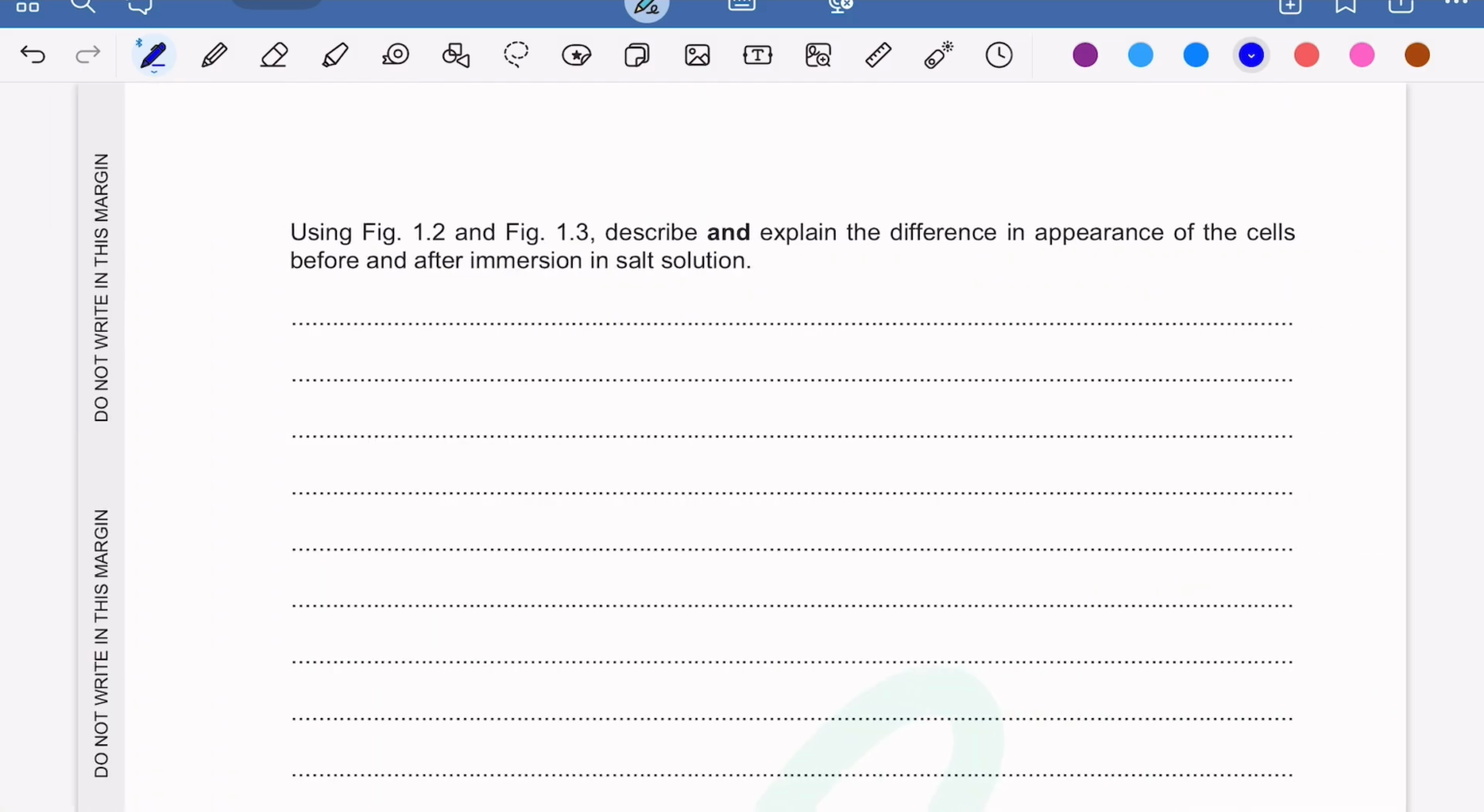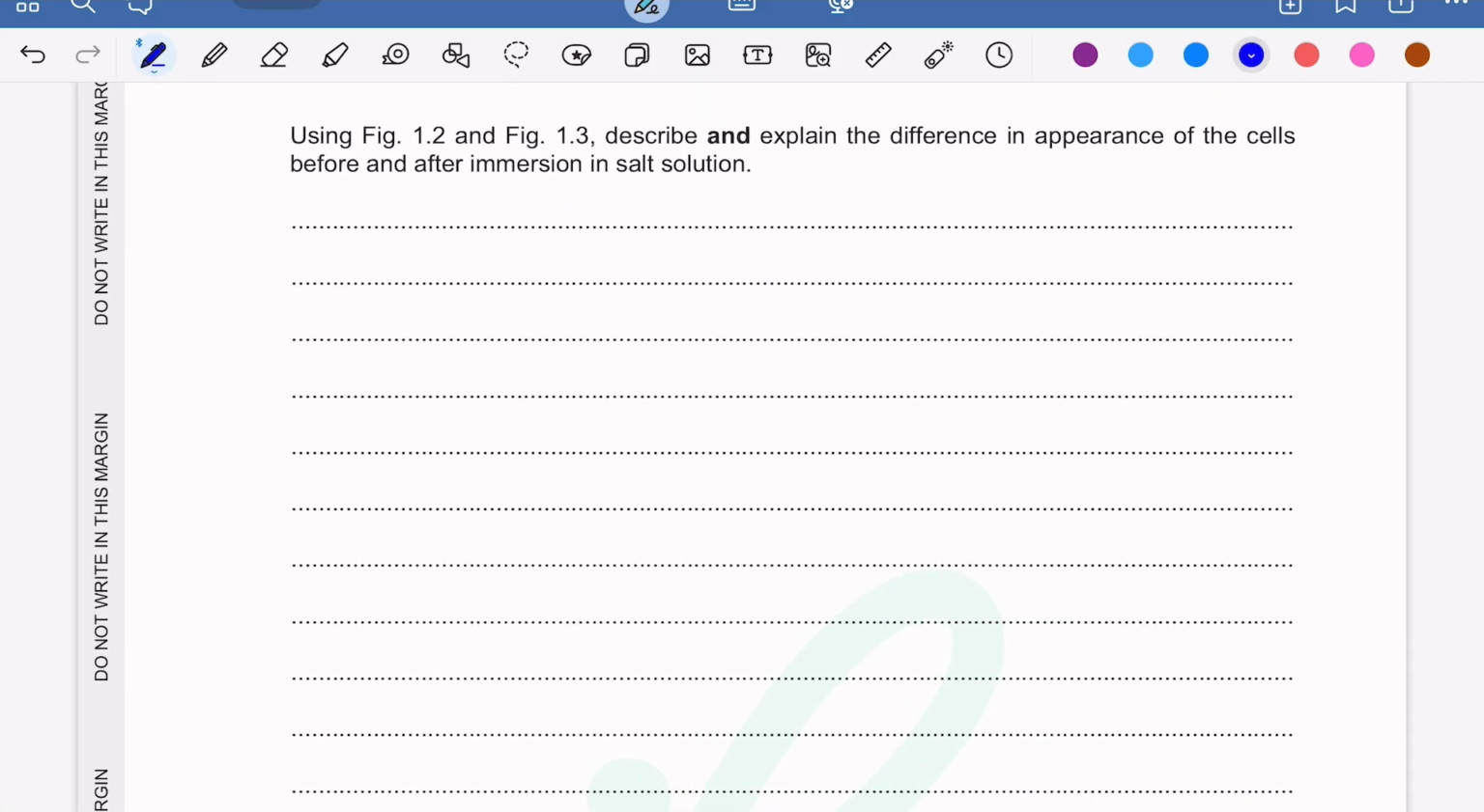Let us see the question. Using figure 1.2 and 1.3, describe and explain the difference in the appearance of the cells before and after immersion in the salt solution. So we have to describe as well as explain. In describing, we'll just describe what is the difference that we can see in the two diagrams, and then we'll explain the reason for the same. So first, let us describe the appearance.